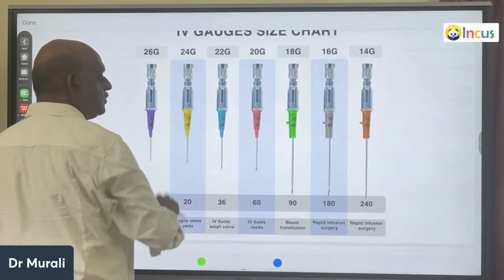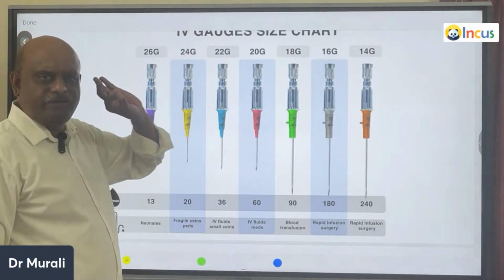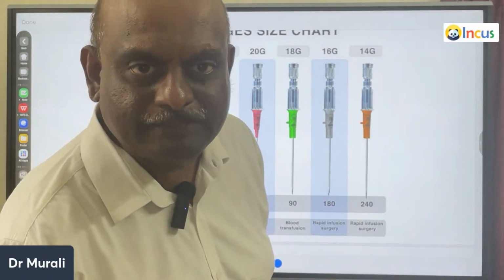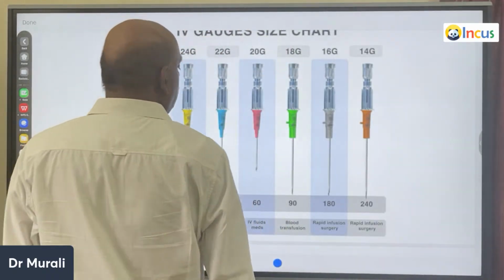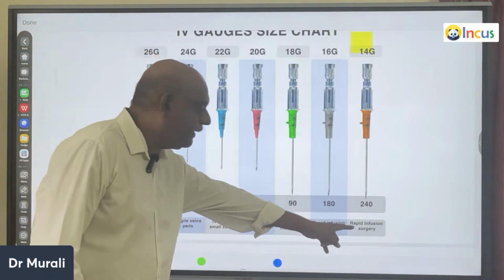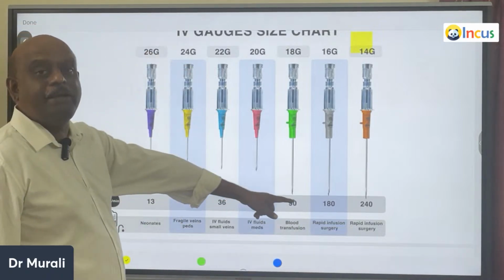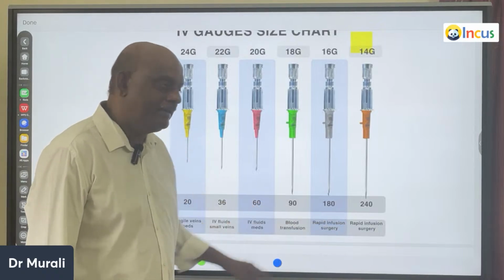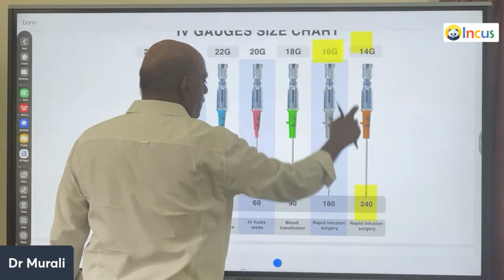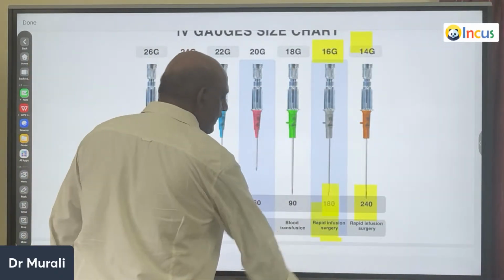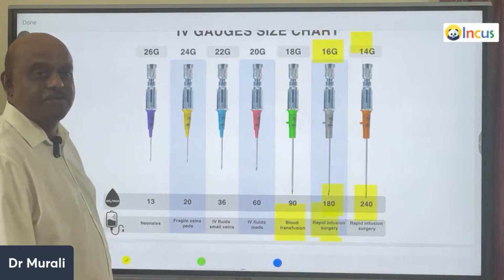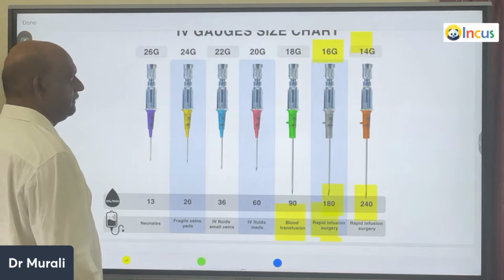So you should know, doctor, the various gauges. One of the favorite areas in the entire anesthesia that you need to remember for tomorrow's exam. All right. So 14 gauge we use for rapid infusion surgery. And how many milliliters will pass per minute? 240 ml will pass per minute. Then 16 gauge, rapid infusion during surgery, 180 ml per minute. 18 gauge, for blood transfusion we use 18 gauge, and 90 ml per minute can pass.